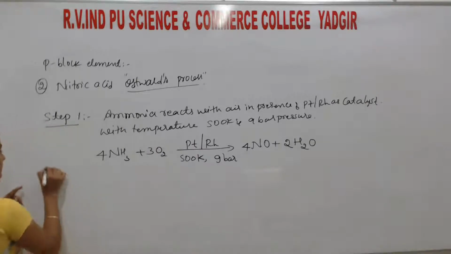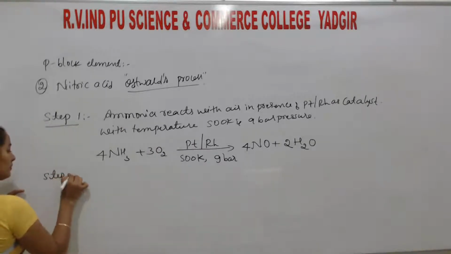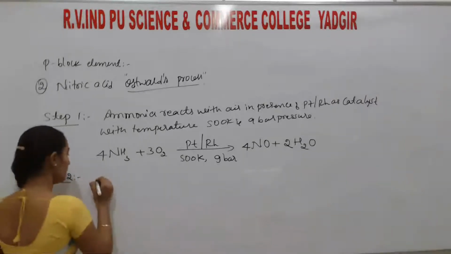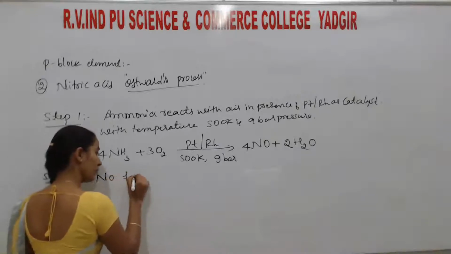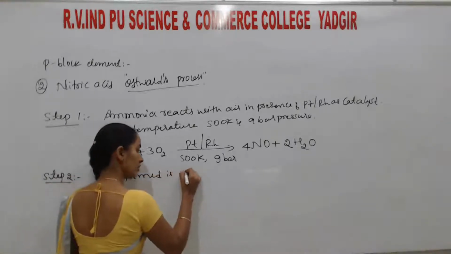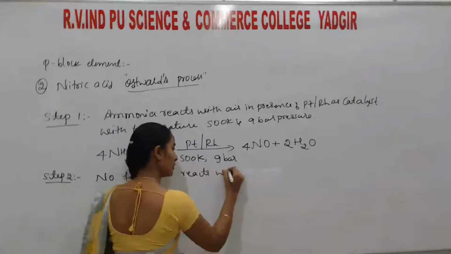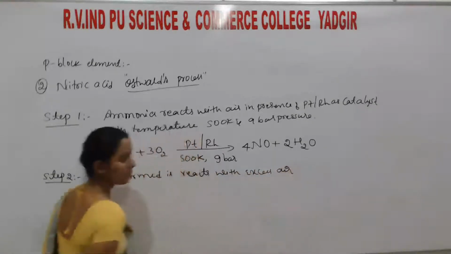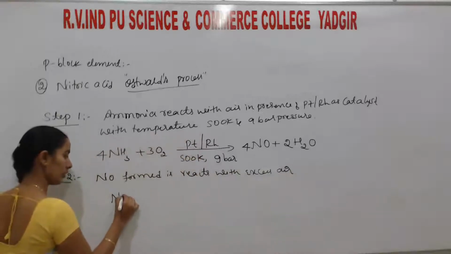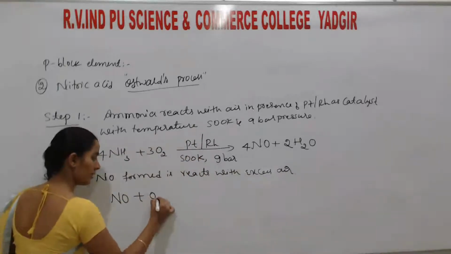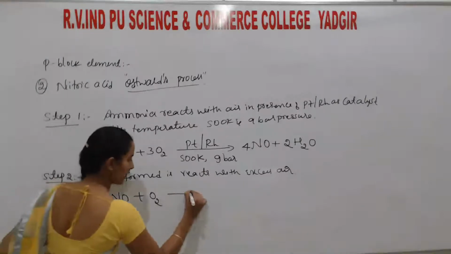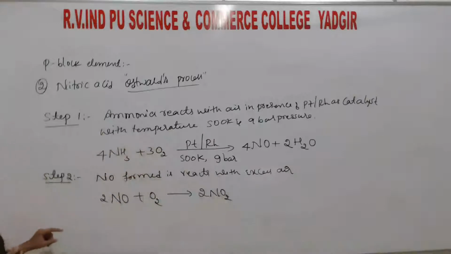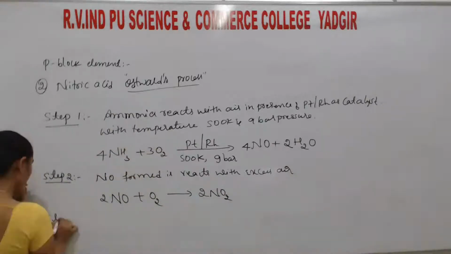Okay. Second step. Again the NO formed reacts with excess air. Excess air is nothing but oxygen. This is NO plus O2, 2 moles gives rise to 2NO2. This is the second step.